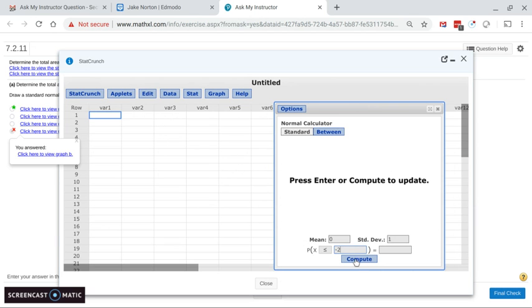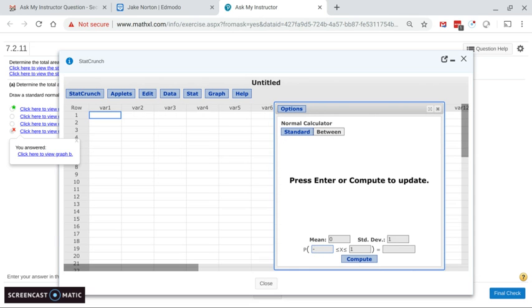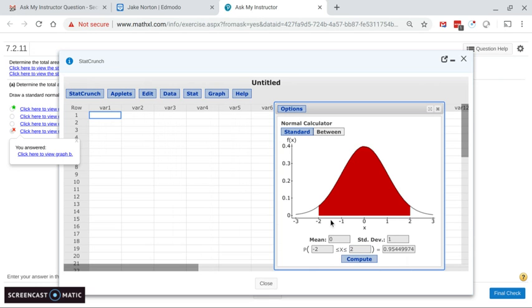So I could go, what's the area under the curve less than -2? And that ends up being about 2%. So I could take this number and double it, right? Or the other way I could do is I could use the between function on the calculator, and I could go between -2 and +2, right? That gives me the middle. That gives me everything I don't want.